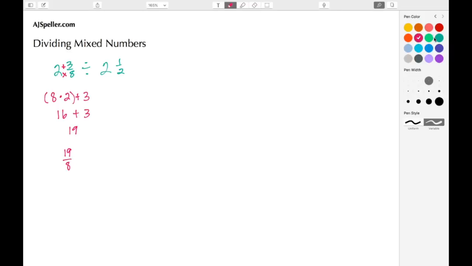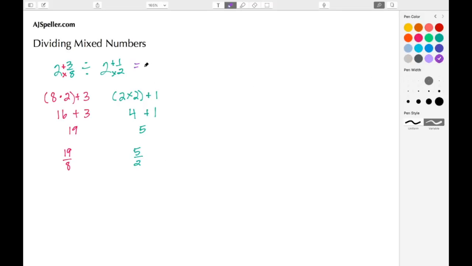Do the same thing for the second mixed number here. Going to multiply the denominator times the whole number, and then we're going to add on to that product the value of the numerator. So here we have 2 times 2, and we want to add on 1. So 2 times 2 to give me 4, plus that 1 to give me 5, and I keep my denominator of 2, so here I have 5 halves.